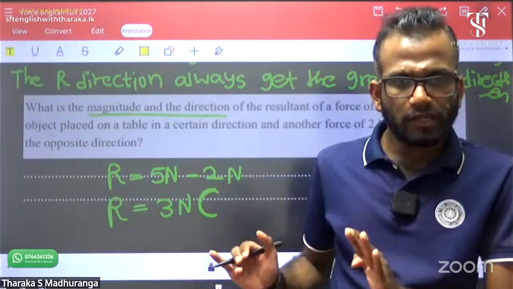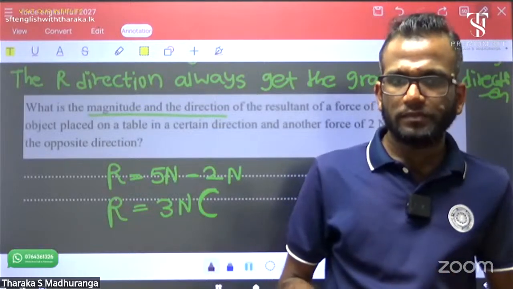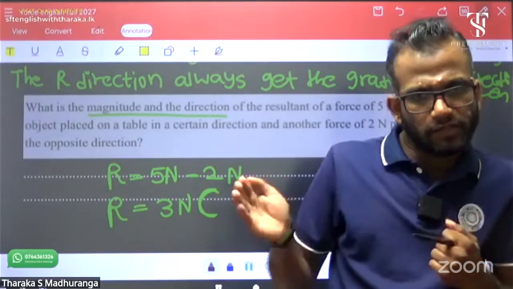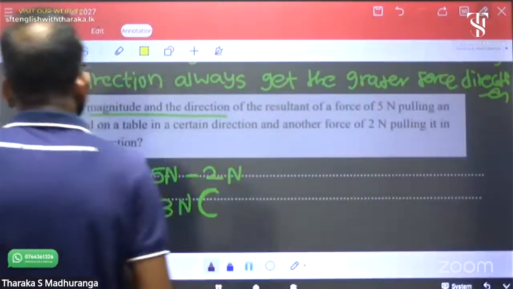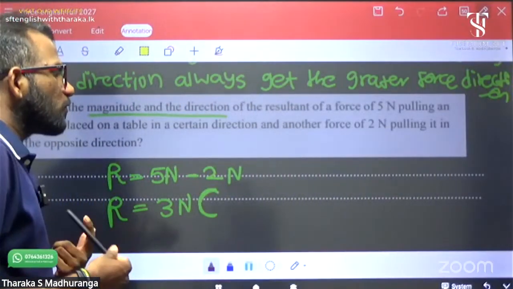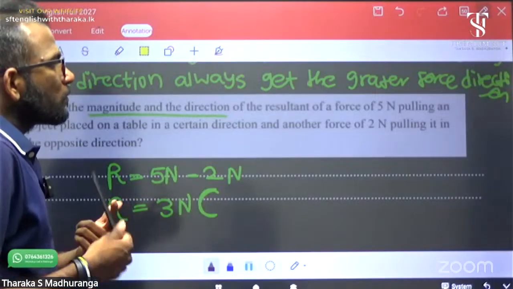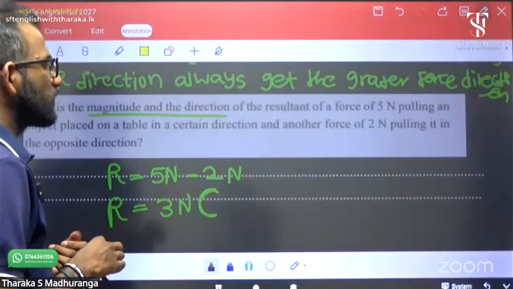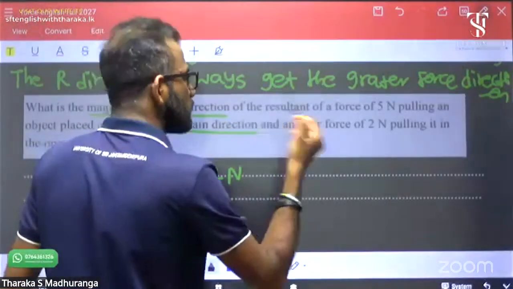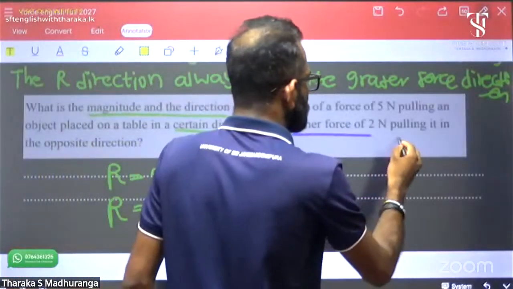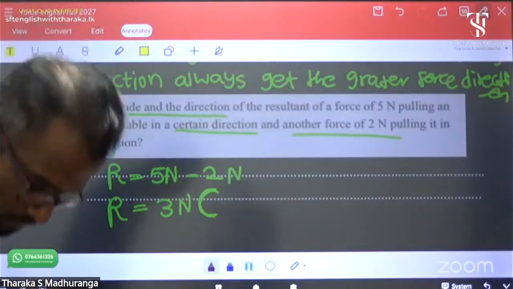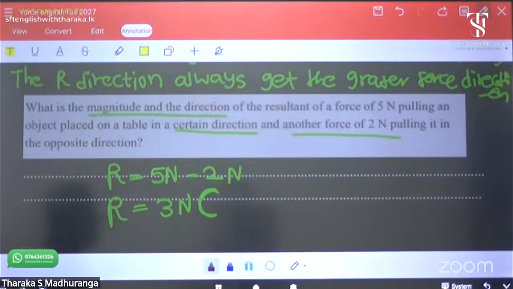How can we mention the direction? Dini, what is a possible method? Now we don't know right side or left side. It's given: what is the magnitude and direction of the resultant of a 5 Newton force pulling an object placed on a table in a certain direction? We don't know the direction of the 5 Newton, and another 2 Newton pulling in the opposite direction. Any idea? Tanya?